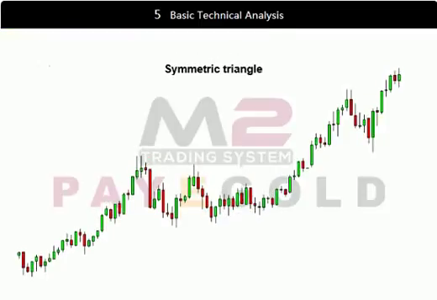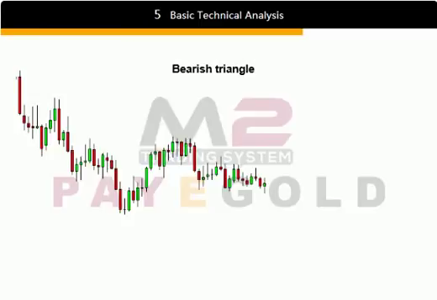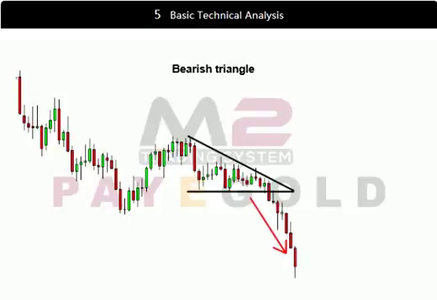Symmetric triangle. In this pattern, the 2 sides of the triangle are sloped towards one another in a convergent shape. In 60% of cases, the breakout that occurs from this triangle will continue the original direction of the trend. Bearish triangle. In this pattern, the upper side of the triangle slopes downwards while the bottom side is horizontal. In 80% of cases, the breakout from this triangle will occur in a downwards direction.